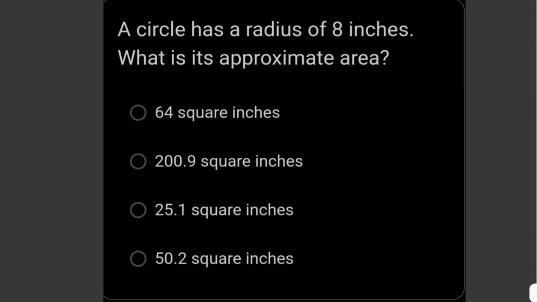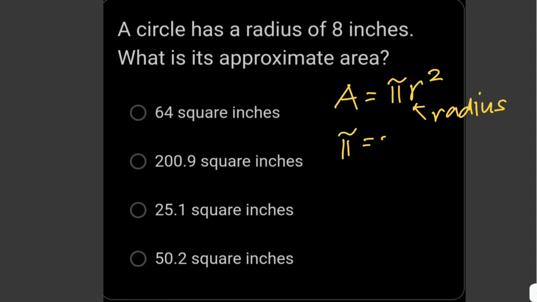A circle has a radius of 8 inches. What is its approximate area? Now, to solve this, we just use the formula for determining the area of a circle, which is equal to pi r squared, where r here is the radius of the circle. Knowing that pi is equivalent to 3.14 and the radius is given as 8 inches, we can just simply plug in all the given values to the formula.